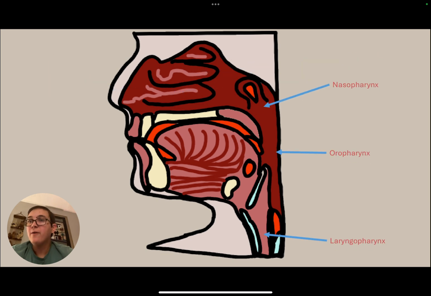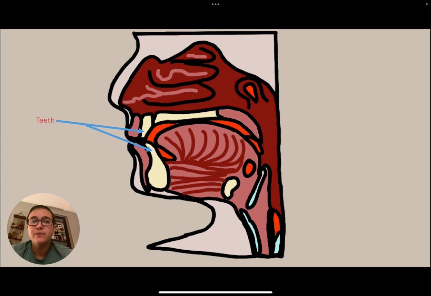Then we'll talk about the pharynx, which is split into three parts. So superior to inferior, we have the nasopharynx, which is a passageway for air, just there above the soft palate. Then we have the oropharynx, which is a passageway for both food and air. And then we have the laryngopharynx, and this opens at the inferior end into the trachea and the esophagus.